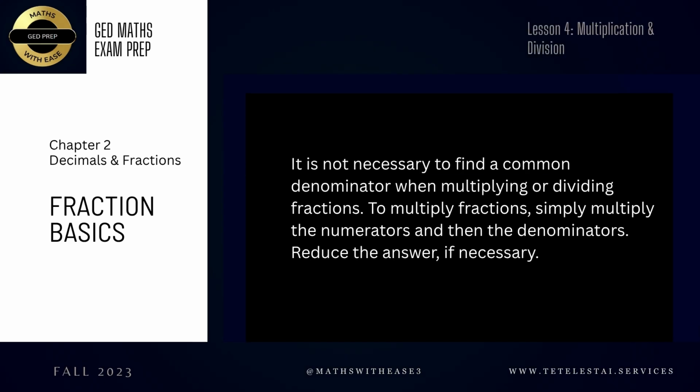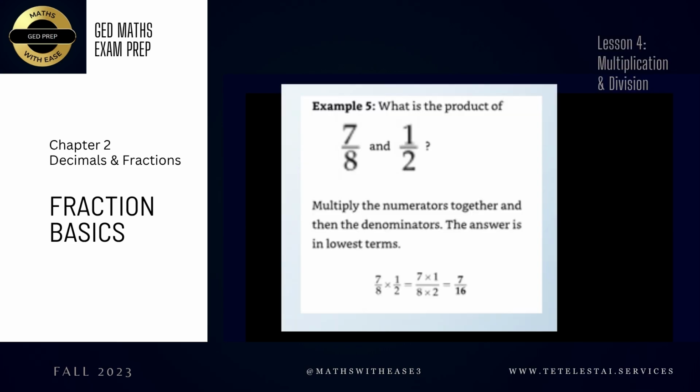All right, so with multiplication, it's not necessary to find a common denominator to multiply and divide. You simply need to multiply the numerators and the denominators, and then reduce the answers if necessary. And I think that's going to be clear with the examples coming up.